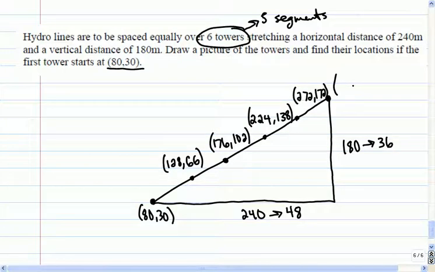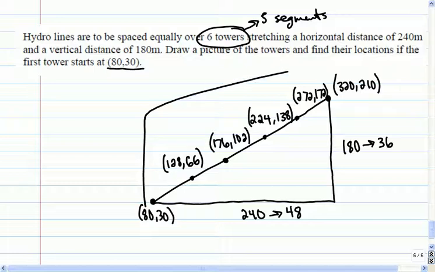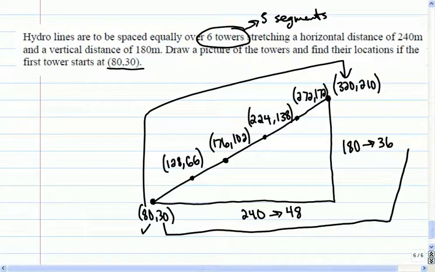Okay, and then finally I'm going to be at, let's see here, 320 and 210. So I should double check that. 80 and 240 is 320, so that worked. And 30 plus my vertical 180 is 210. So those are in fact the coordinates of the towers.